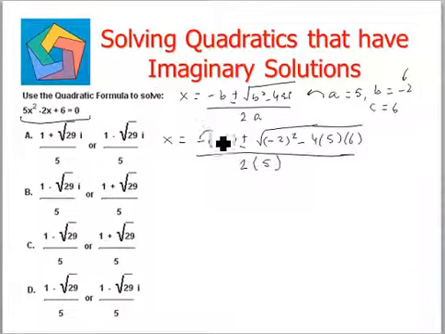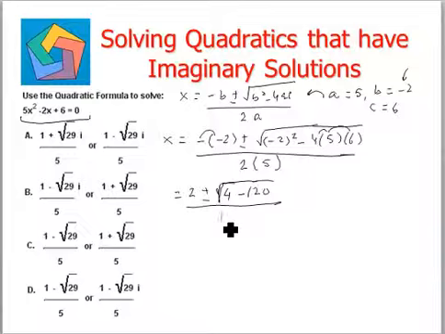Negative times negative is a positive, so 2 plus or minus the square root of negative 2 squared, which is a positive 4, minus 4 times 5, which is 20, and 20 times 6 is 120, divided by 10. This equals 2 plus or minus the square root of 4 minus 120, which is a negative 116, divided by 10.